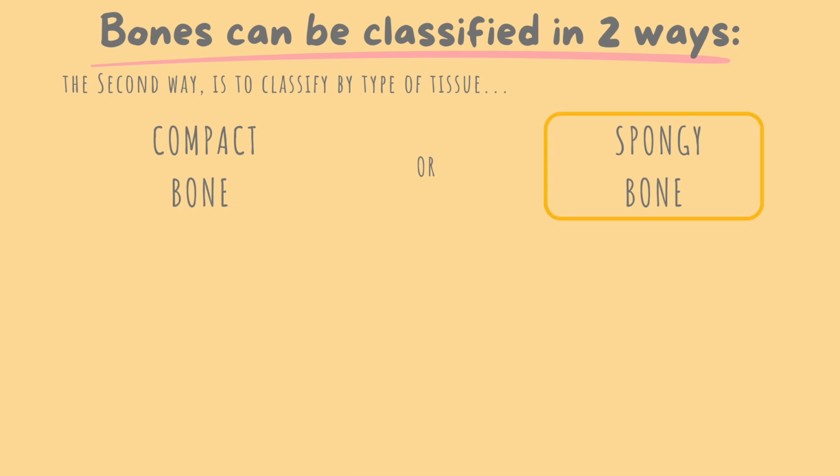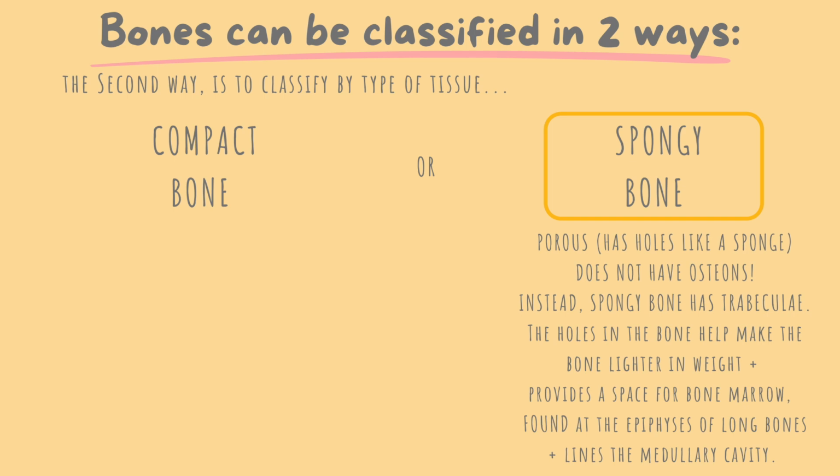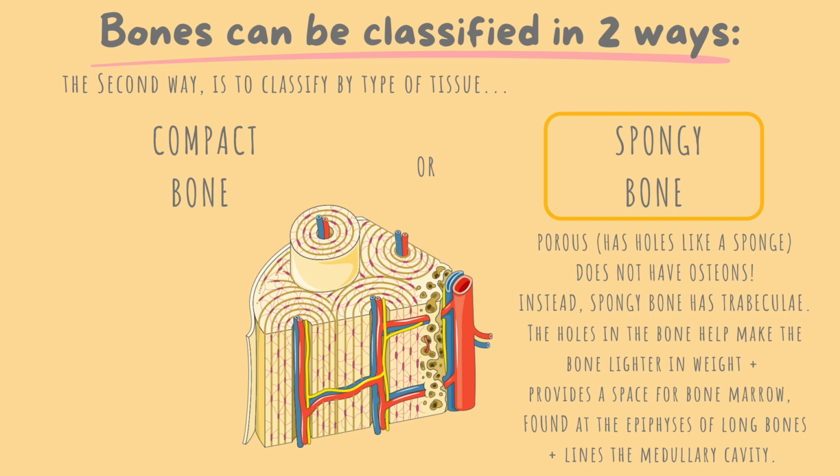Let's look at the spongy bone now. Spongy bone is porous, kind of like a kitchen sponge. It does not have osteons like the compact bone, but instead it has trabeculae. Trabeculae are pieces of tissue that irregularly lay on top of each other, creating these pores. The pores, or the holes in the bone, help make the bone lighter in weight and provide space for the bone marrow. Spongy bone is found at the epiphyses of long bone, and it lines the medullary cavity.